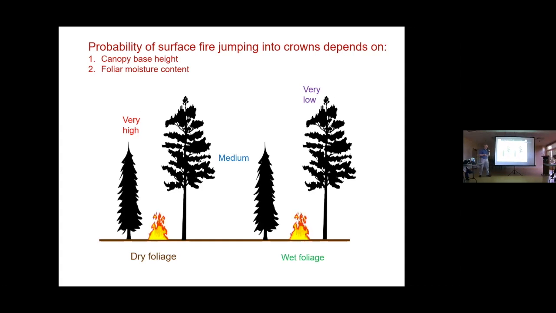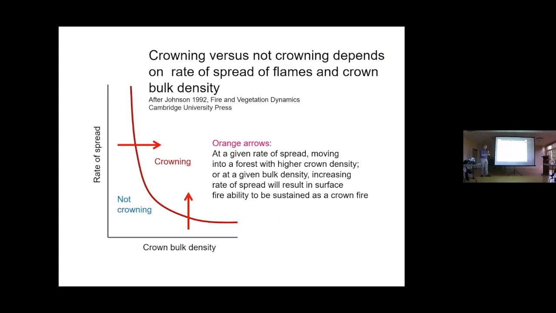And then the question is, if it jumps in the canopy, will it stay? Will it just torch up in one little group of trees, known as a passive crown fire, or will it run across the whole landscape in the crowns? Well, that depends on how fast the fire is moving, so its rate of spread, and the density of the crowns. So if the crowns of the trees are packed in really tight, like a 30 or 40-year-old jack pine stand, high crown bulk density, it doesn't have to be moving very fast to be in this crowning zone. Anything on this side of the red line is crowning. Anything on this side is not crowning.